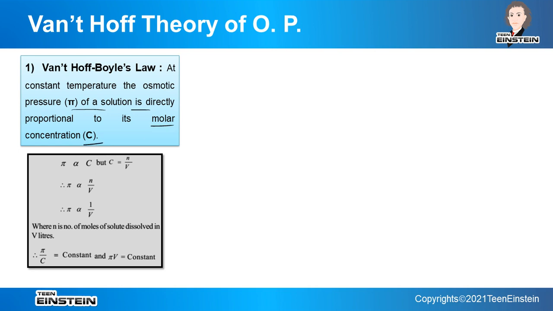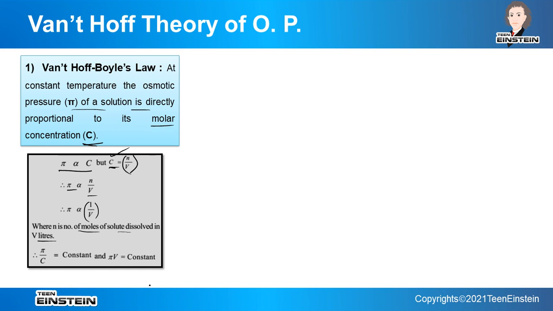In Boyle's law, it is P is proportional to 1 by V. That is, when the pressure is very high, volume will be low. Inverse relationship. Here also we are saying the law in terms of concentration, but actually what we know, concentration is basically number of moles by volume. Okay, so you can say that pi is proportional to C, or we can also say that pi is proportional to n by V. Now n is constant, so pi is basically proportional to 1 by V. n is number of moles of solute dissolved in V liter. So that is why n by V is basically the concentration C.